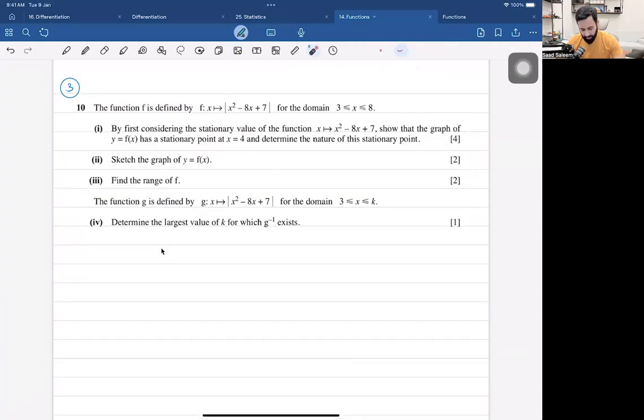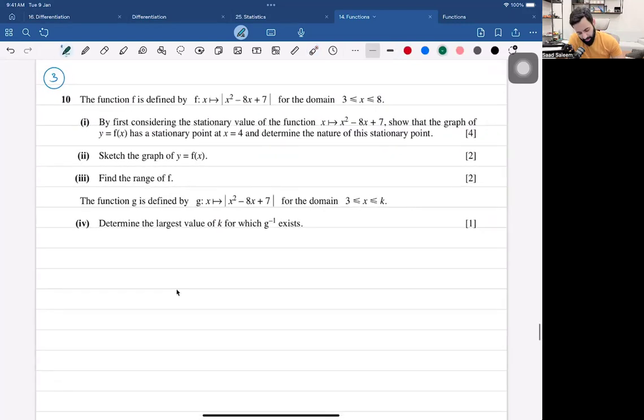Now, I've chosen this question because here, the function that we're supposed to sketch is basically not a linear function. It's a quadratic function. So the way that we sketch a quadratic function inside the modulus is basically the way that we sketch a normal function, and then we apply the modulus, which means if there's anything below the horizontal axis, we reflect it above the horizontal axis. So let's see how this is done.